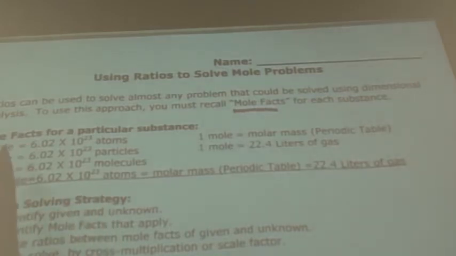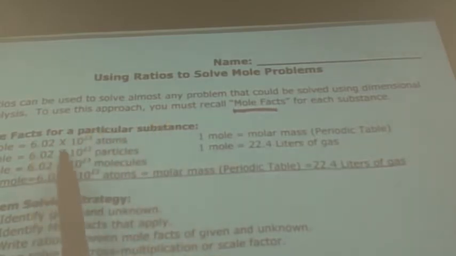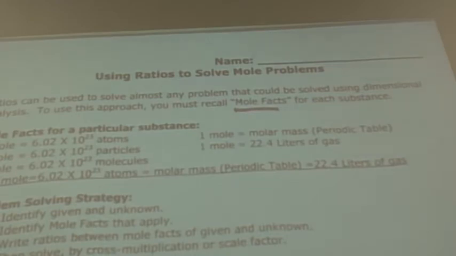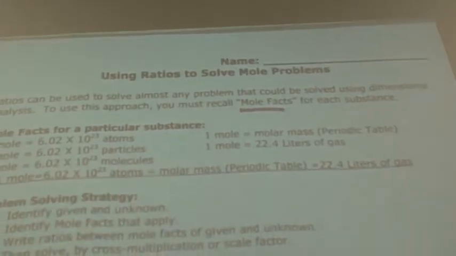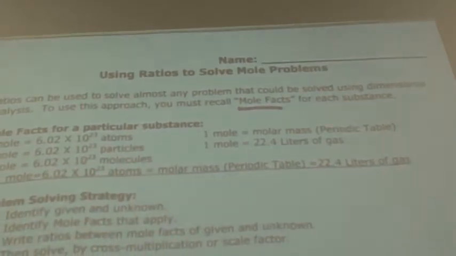And you probably already know this. 1 mole is equivalent to 6.02 times 10 to the 23rd atoms. Where did we get this number from? Did we just pluck it out of the air? Yes. Avogadro. Avogadro's number. Thank you very much. 1 mole is equal to 6.02 times 10 to the 23rd particles. 1 mole is equal to 6.02 times 10 to the 23rd molecules.